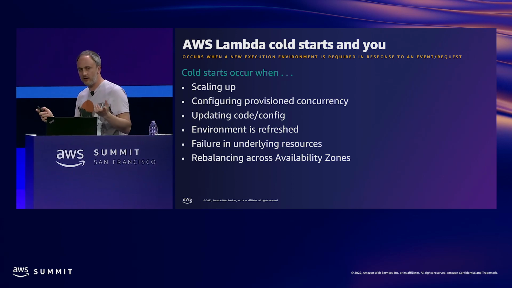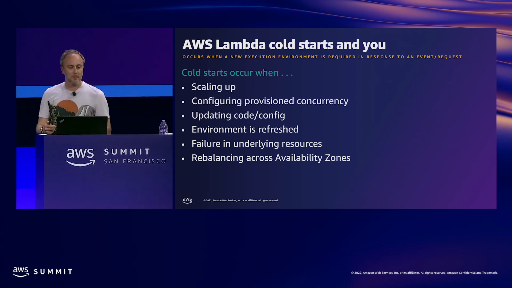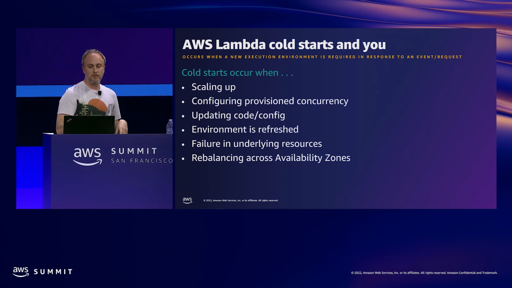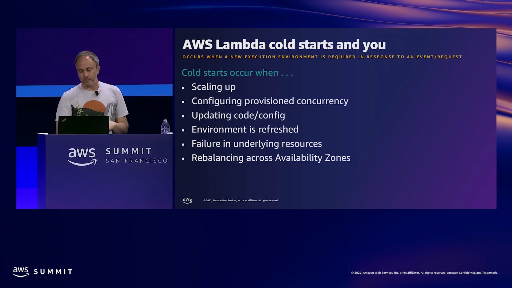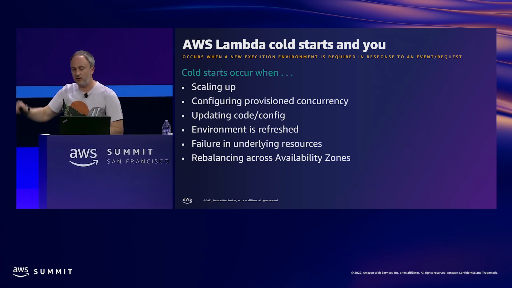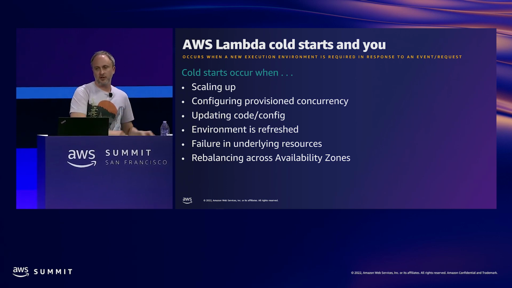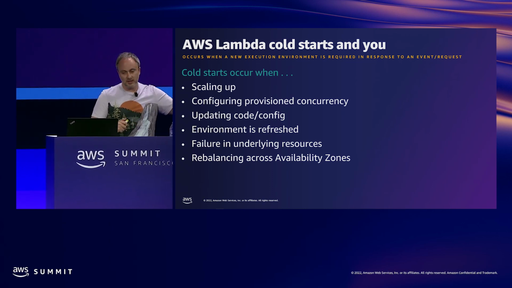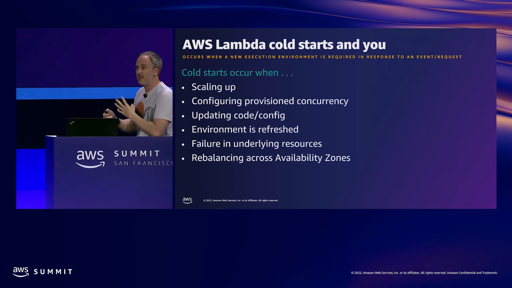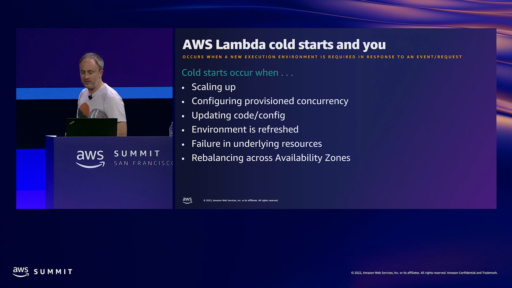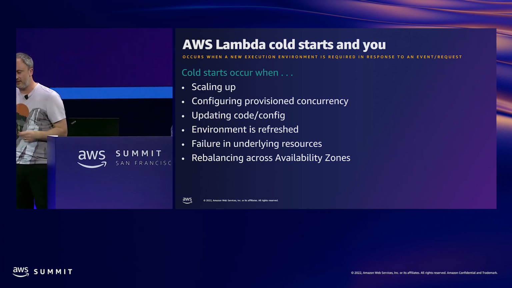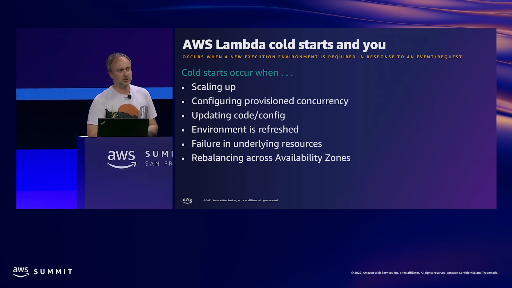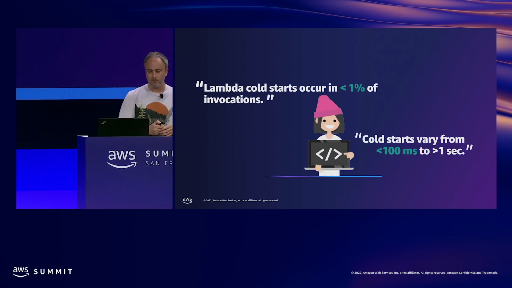So when does a cold start happen? Basically, it happens every time a new execution environment is needed to be spun up in response to an event. So this is when I'm scaling up my functions, when I set some provisioned concurrency, maybe when I update my code, if an environment is refreshed, maybe there's an actual failure in the underlying resources, or the service is rebalancing across zones. There's lots of different reasons when I might need a new execution environment for my Lambda function.